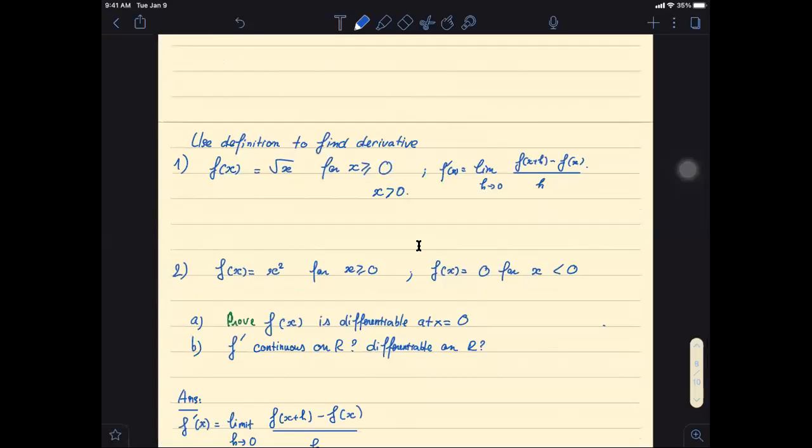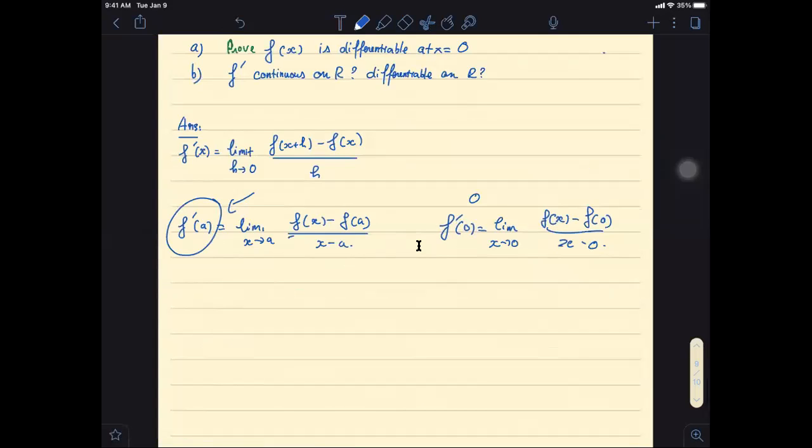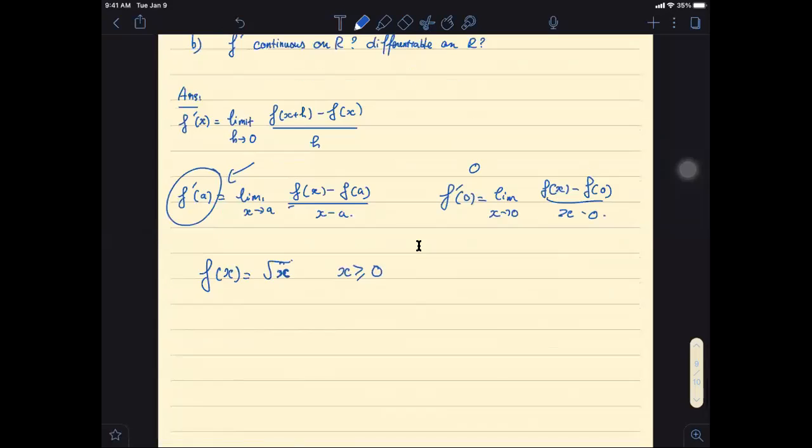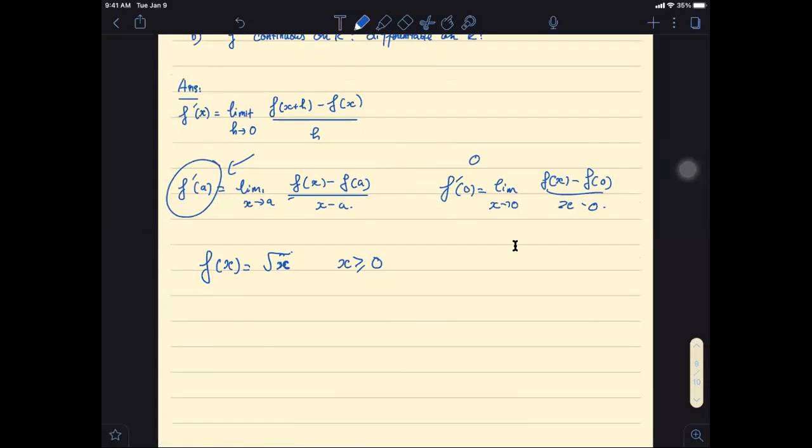Then how are you going to do this one? f of x equals square root of x, x greater than or equal to 0. What do you guys think?